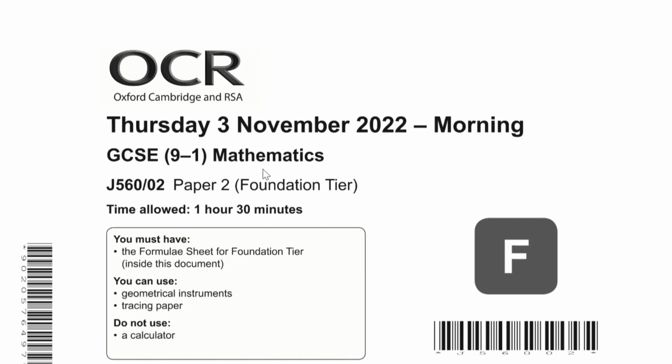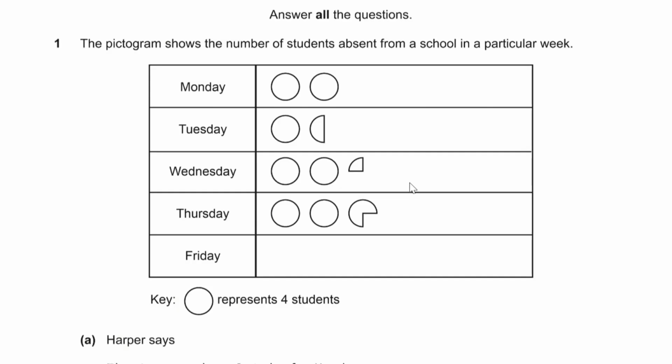This is the OCR GCSE 9-1 Maths Foundation Paper 2 from the November 2022 series, and this paper is a non-calculator paper. Question number 1. The pictogram shows the number of students absent from a school in a particular week.